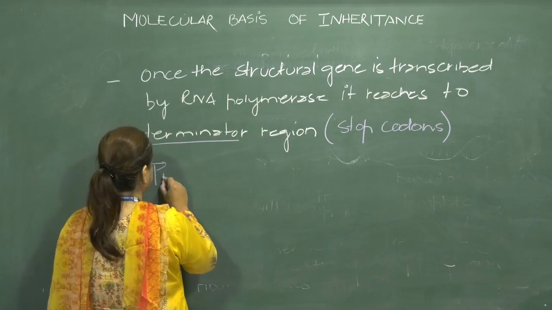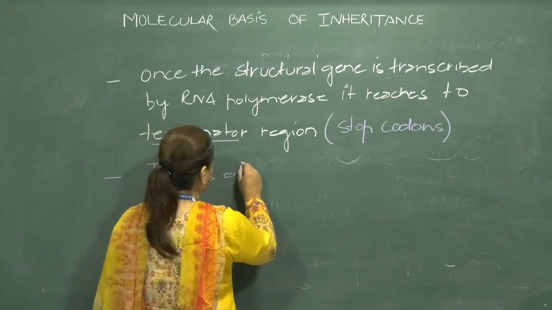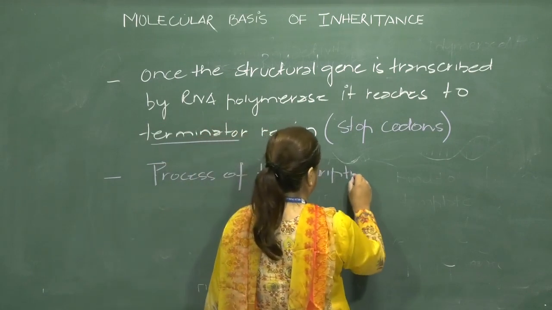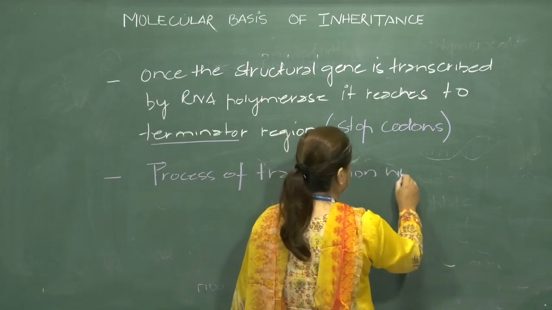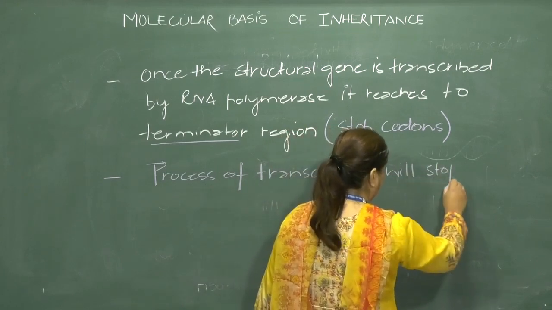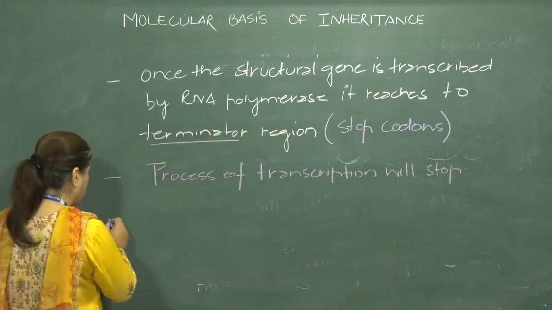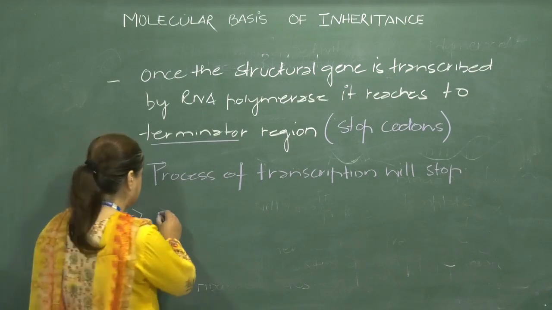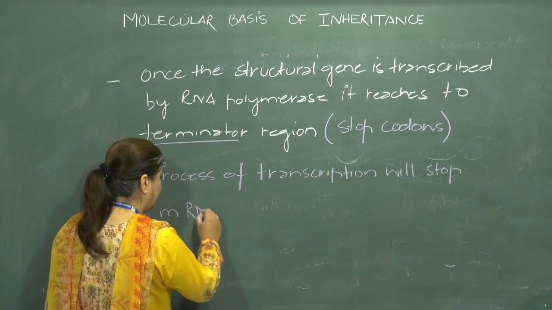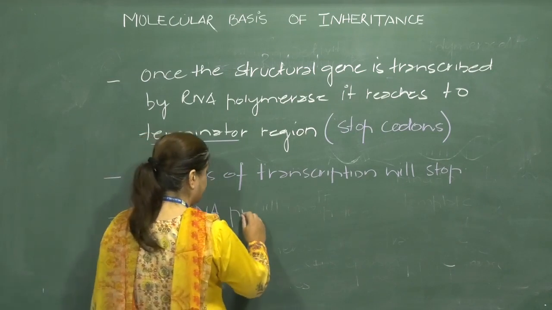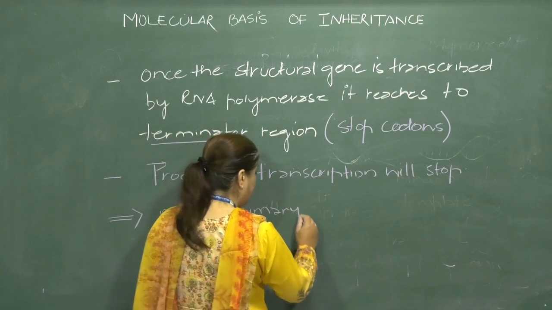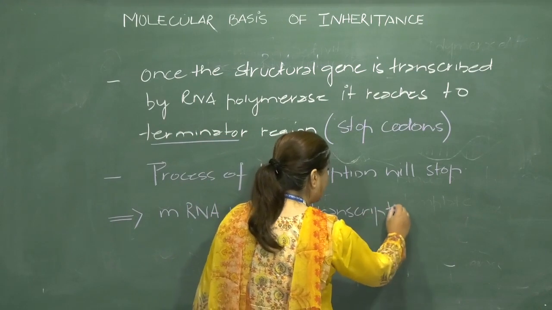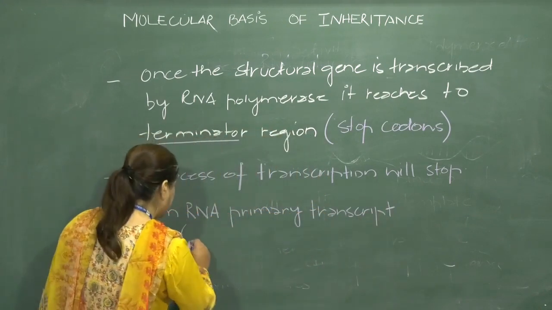The process of transcription will stop. As a result, what we will get? We will get an mRNA primary transcript, or this is also known as nascent RNA.